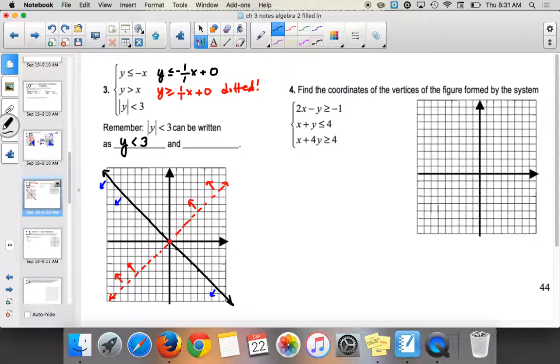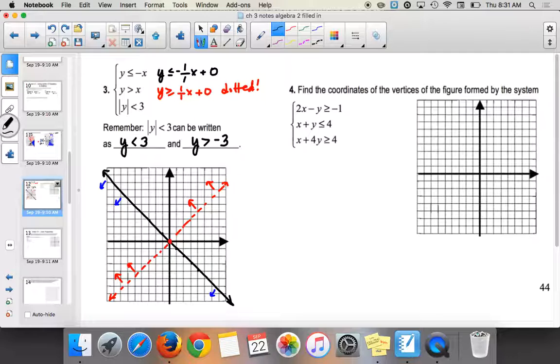Yeah. Y is greater than negative 3. So we flip the inequality sign and we make the number the opposite of what it was before. You guys all remember that? So we actually have 2 things that we're graphing. Okay, and if I have y equals equations, they are horizontal lines. So this is going to involve 2 horizontal lines.